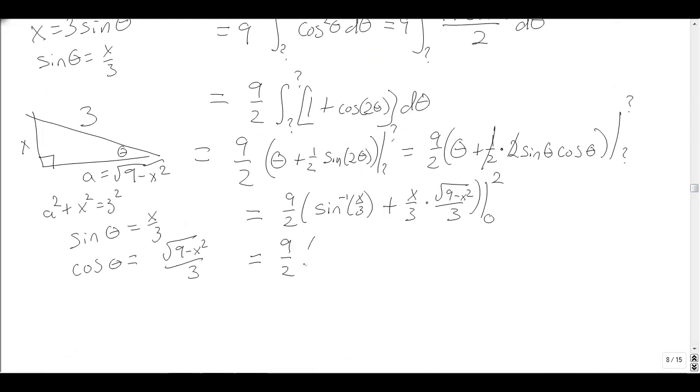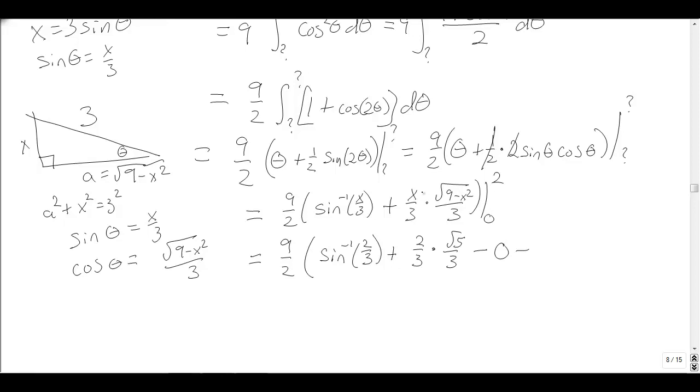You get 9/2 when you plug in x equals 2. You get inverse sine of 2/3, which is going to be some kind of ugly value, plus 2/3 times the square root of 9 minus 2 squared, which is 9 minus 4. That's square root 5 over 3. And then when you plug in 0, inverse sine of 0 over 3 is inverse sine of 0. That's going to be 0.